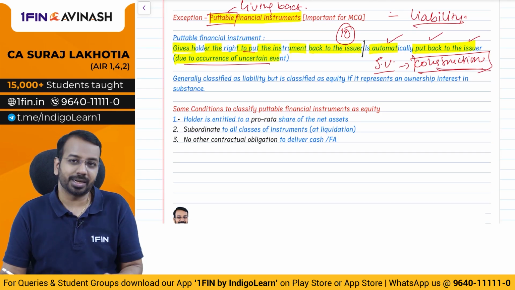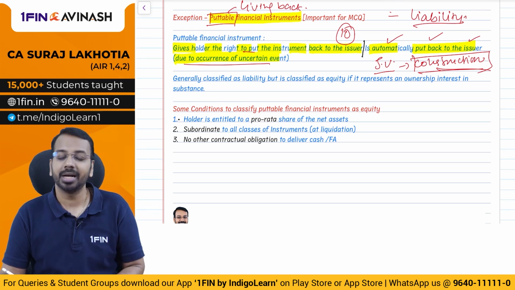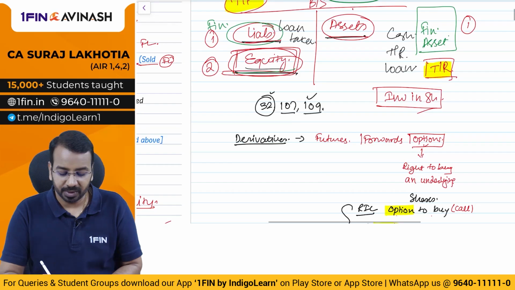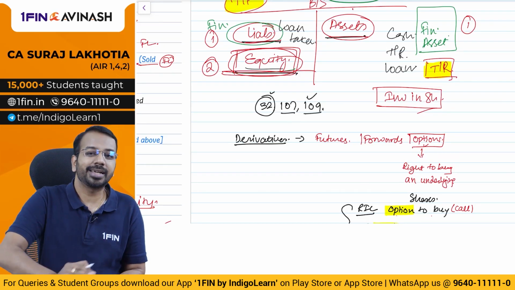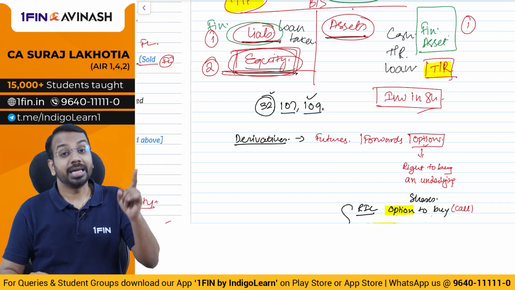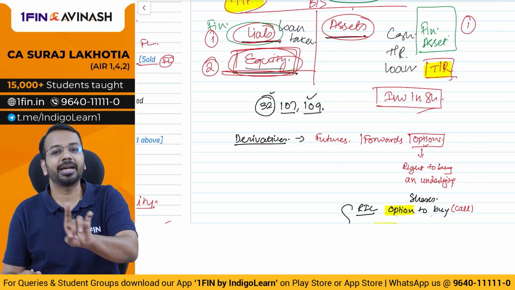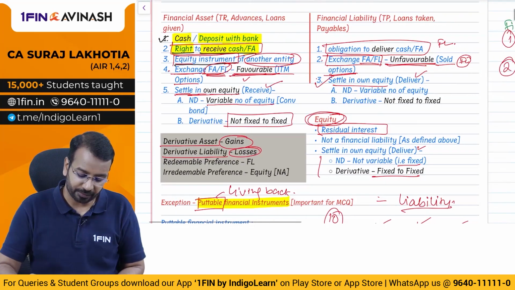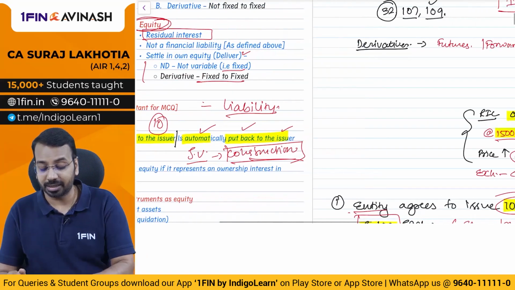Now, one thing you need to understand is whenever the other party, the holder, has a right to put back the instrument, it becomes a liability. The reason why it is a liability is, if you see equity, does equity have a right to give the equity shares back to the company? They don't have a right. If the company wants, the company can buy back. But the equity shareholders do not have a right to put back the instrument to the company. So, whenever we see a puttable financial instrument, these are generally a liability. But then there are certain exceptions.